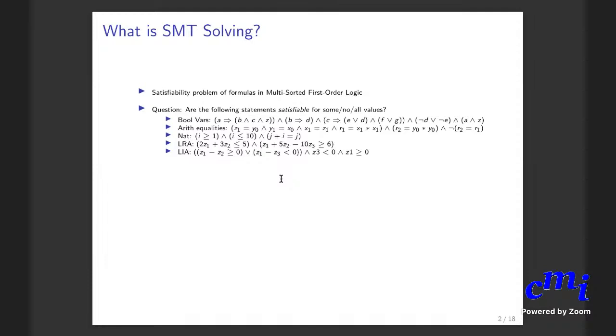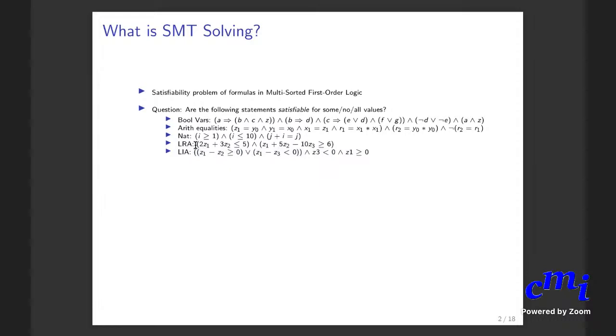DPLL(T). Like I said, in SMT you can have arbitrary propositional combinations where the atomic formulas are derived from the theory, for example, linear integer arithmetic. So the assumption here is that each of the theory solvers is able to handle the conjunctive fragment.